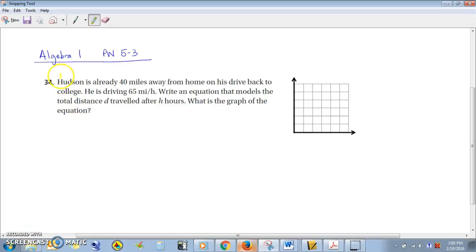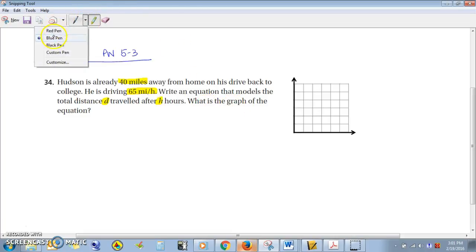Hello, let's talk about number 34. Hudson is already 40 miles away from home on his way back to college. He is driving 65 miles an hour. Write an equation that models the total distance D traveled after H hours.